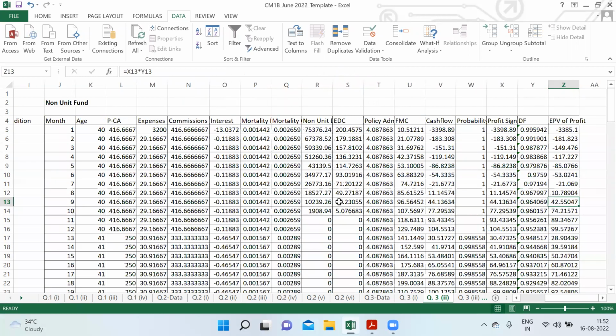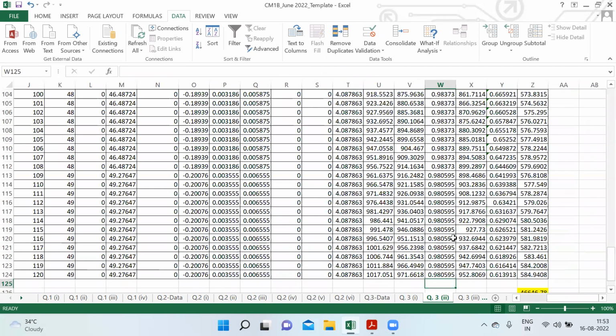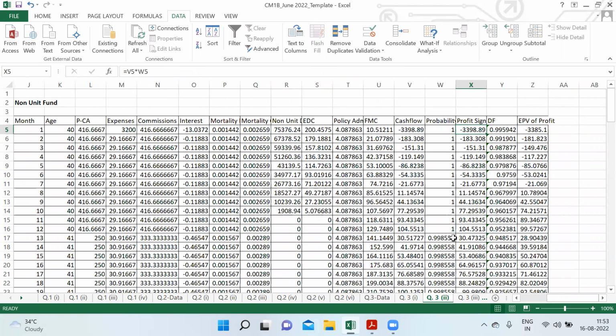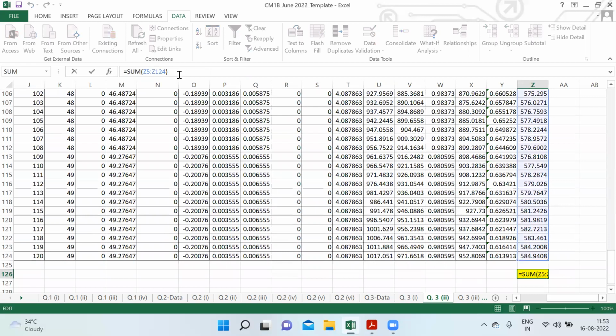So we can just directly do the profit. The probability of staying in force is 1 for the first policy year, then 1 into 1 minus the mortality rates, which is the 80% mortality. For each year, the mortality remains the same. Profit signature is nothing but cash flow into probability. Discounting factor is nothing but 1 plus the unit growth fund rate to the power of minus time divided by 12. And the EPV of profit, this is what my profit is coming to: 46646.78.